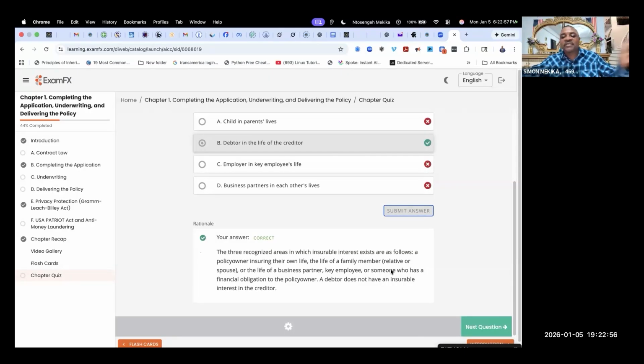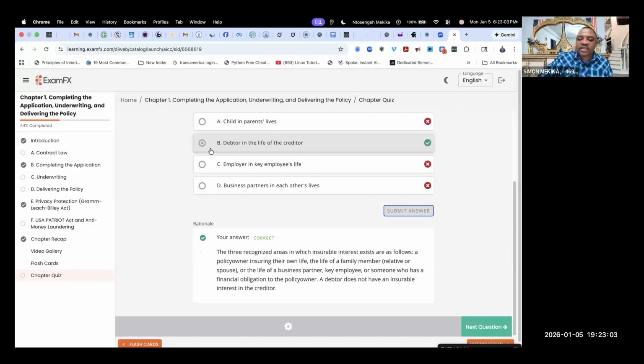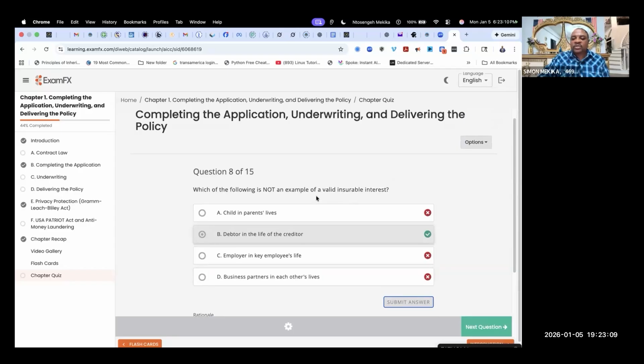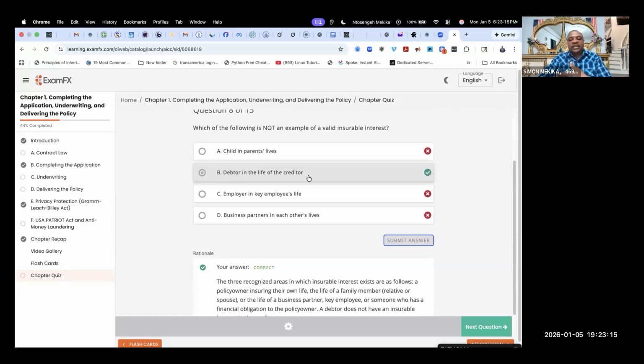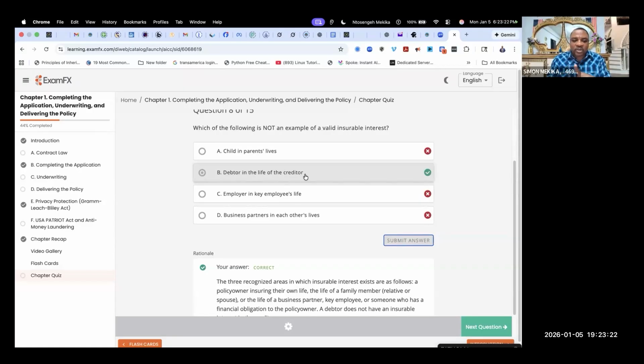Yes, obviously it's B. The debtor has no interest. It's the creditor that has an interest in the debtor's life. So it's the reverse. If they had reversed that, it would be correct: the creditor in the life of a debtor. Since they ask which is not true, you know it's the one that is not valid. There's no insurable interest of a debtor in the creditor; instead, there's insurable interest of the creditor in the debtor.